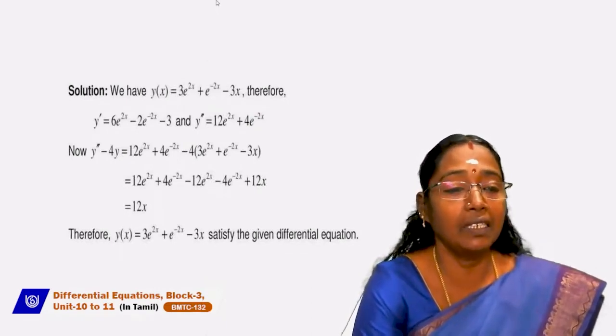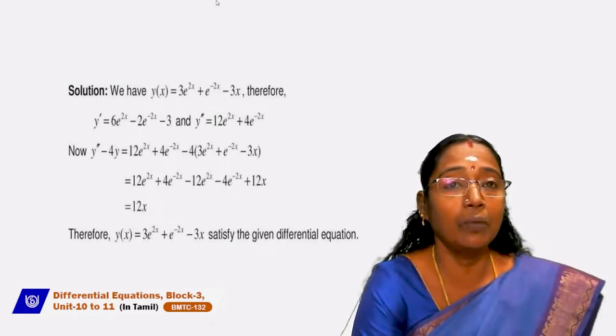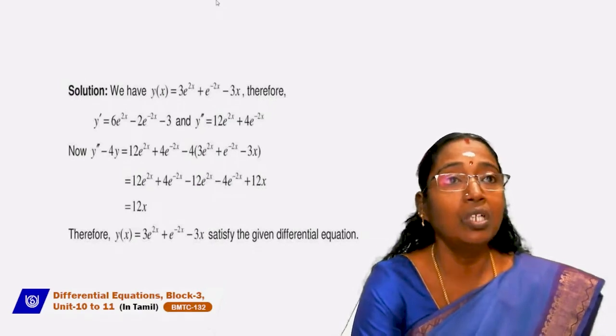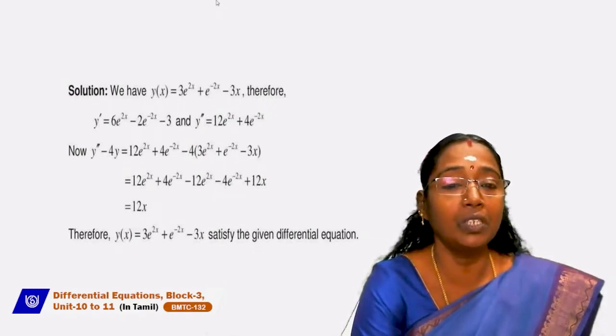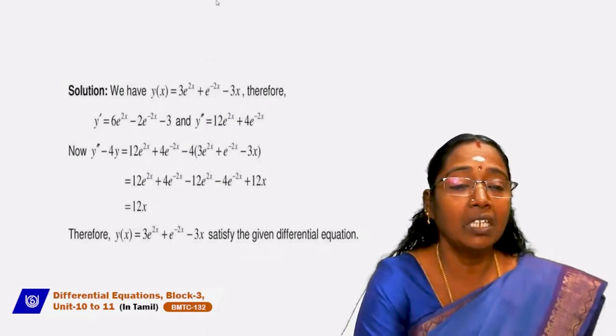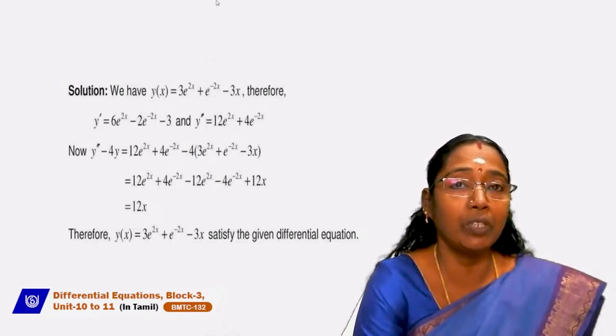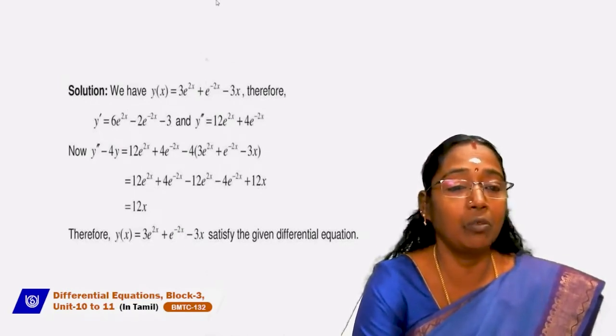Again, we find the second derivative, y double dash. Differentiating 6 e power 2x, e power 2x differentiates as e power 2x into 2, therefore 2 into 6, 12 e power 2x. Again, minus 2 e power minus 2x differentiates as minus 2 into minus 2, plus 4 e power minus 2x. Minus 3 differentiates to 0.